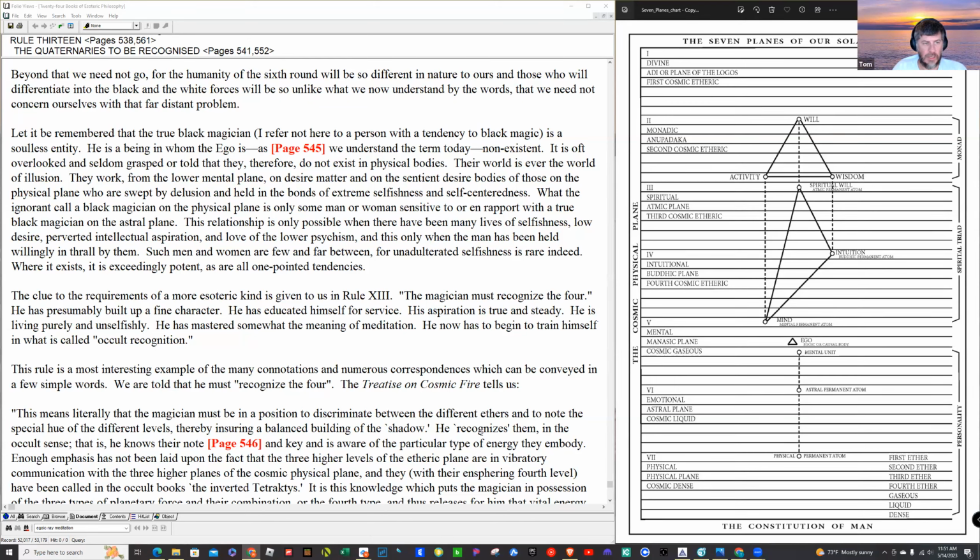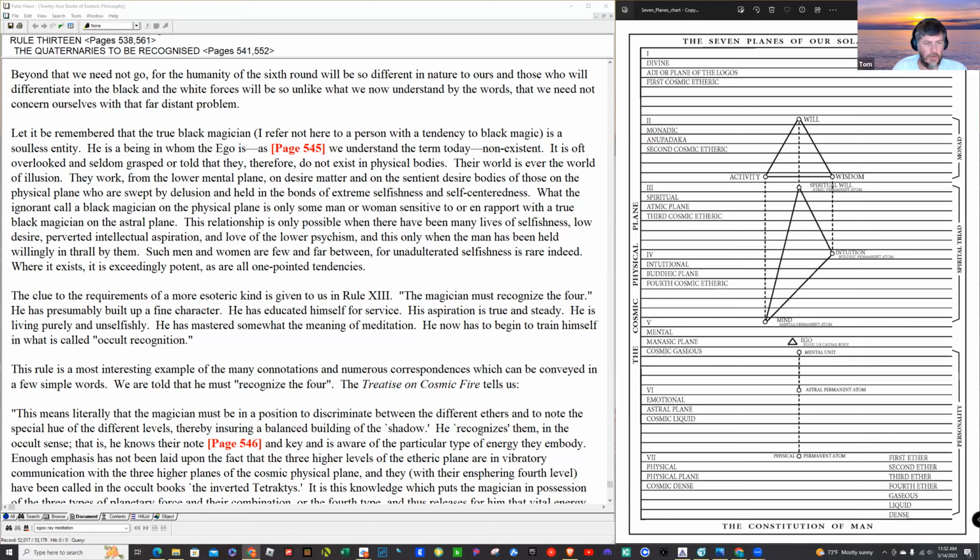What the ignorant call a black magician on the physical plane is only some man or woman sensitive to or in rapport with a true black magician on the astral plane. This relationship is only possible when there have been many lives of selfishness, low desire, perverted intellectual aspiration, and love of the lower psychism, and this only when the man has been held willingly in thrall by them. Such men and women are few and far between, for unadulterated selfishness is rare indeed. Where it exists, it is exceedingly potent, as are all one-pointed tendencies.